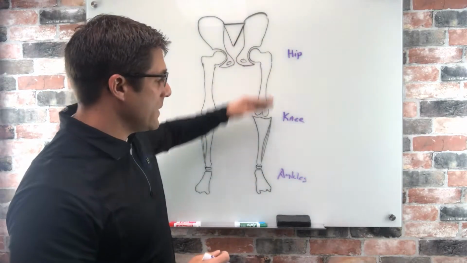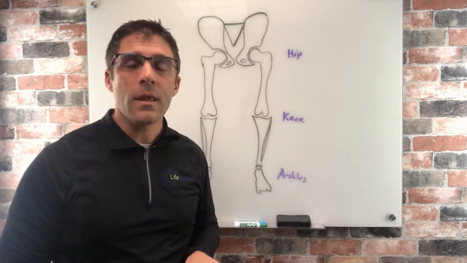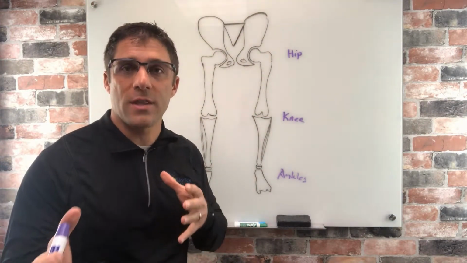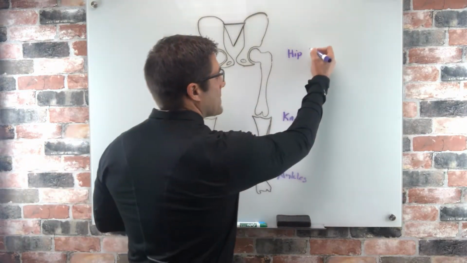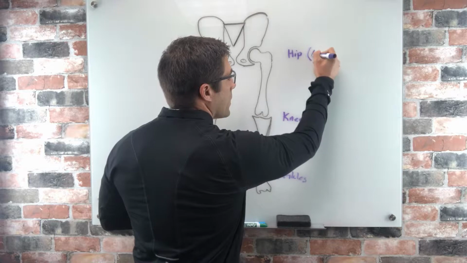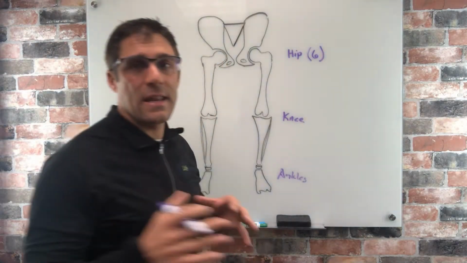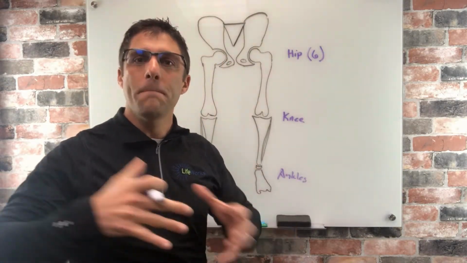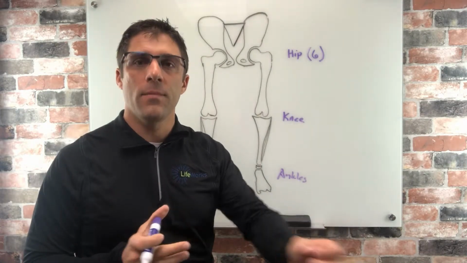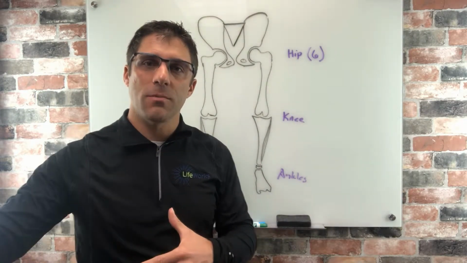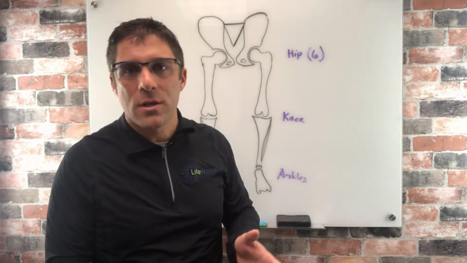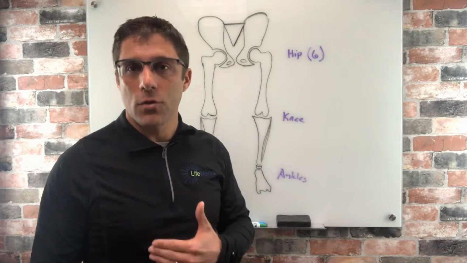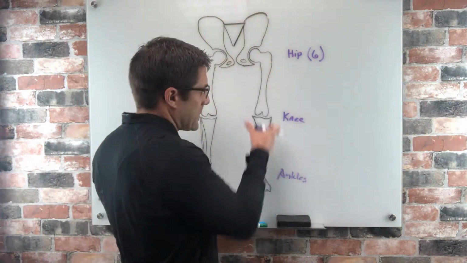Now, between these three joints, there's certain ranges of motion that each of these joints should be able to attain. The hip has 6 different ranges of motion that it needs to attain. It's a very mobile joint, okay? That joint has to provide a lot of range of motion: flexion, extension, adduction, abduction, as well as internal and external rotation of your lower leg, or of the entire leg.